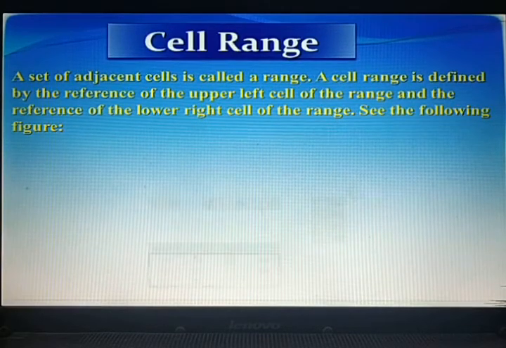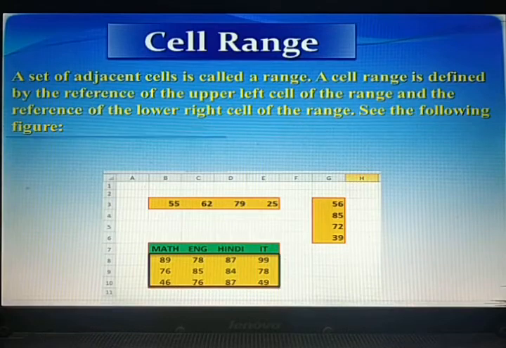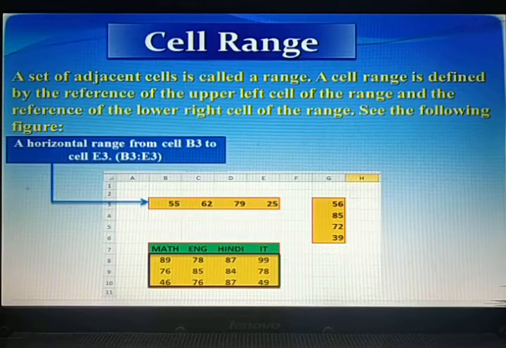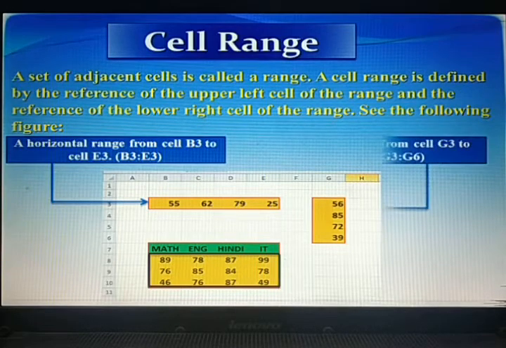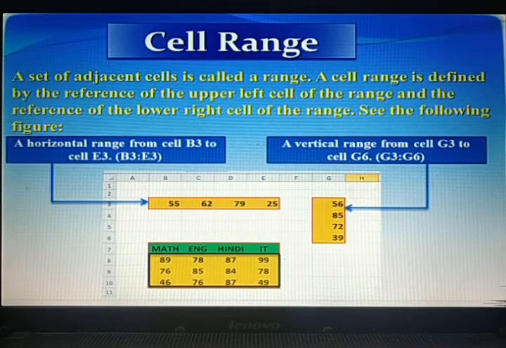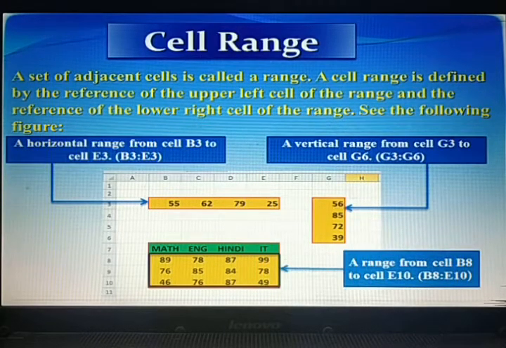See the following figure. This is the horizontal range from cell B3 to E3. It means the cell range is B3 colon E3. This is the vertical range from cell G3 to G6. It means the cell range is G3 colon G6. And this is a mixed range, a range from cell B8 to cell E10. It means the range is B8 colon E10.